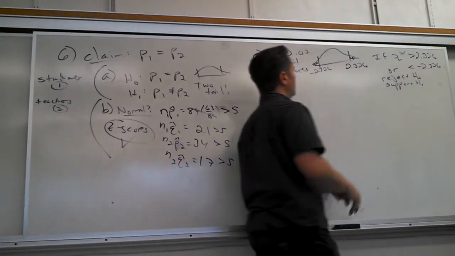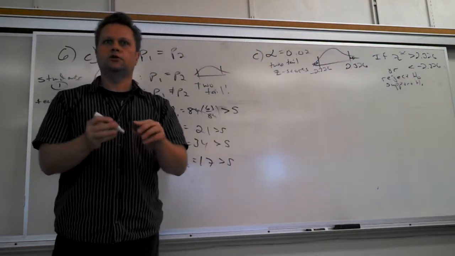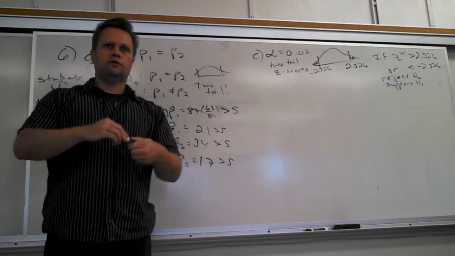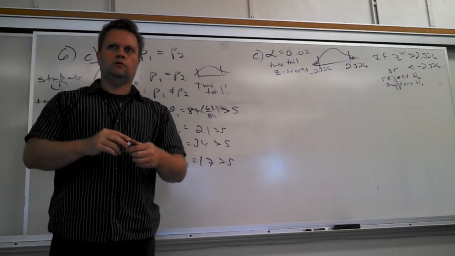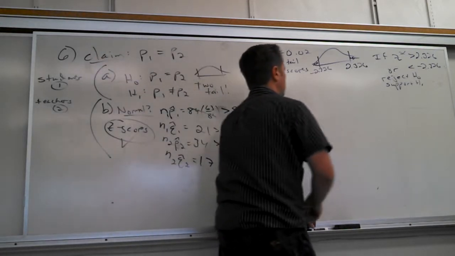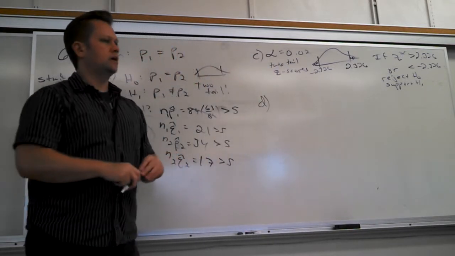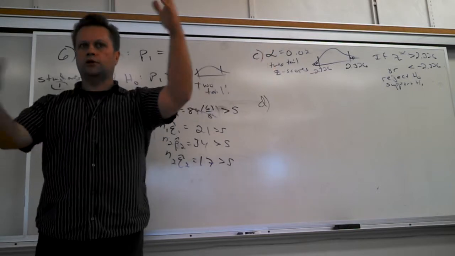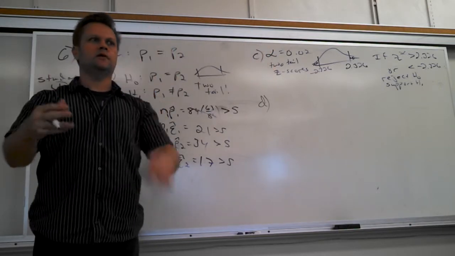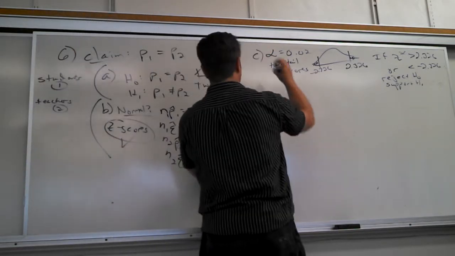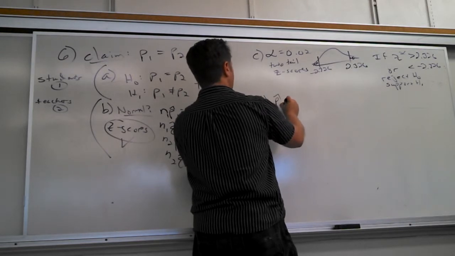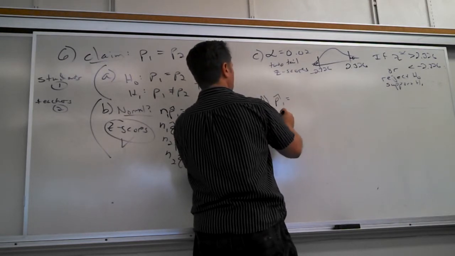Alright, so we've set up what's enough evidence and what we do if we find enough evidence. So now that we've set up what's enough evidence, we look at our sample. What do we know from the sample? How do I get p hat 1 and p hat 2?